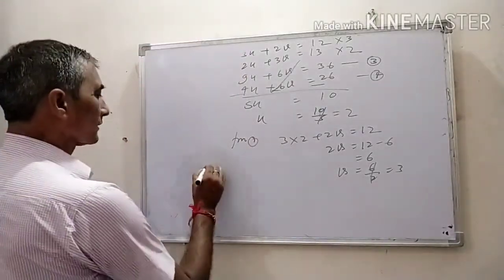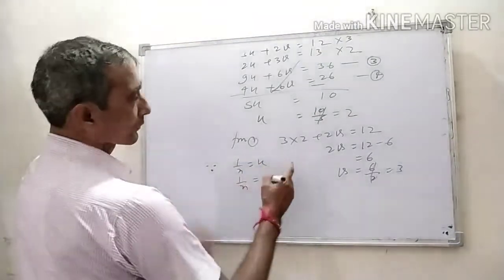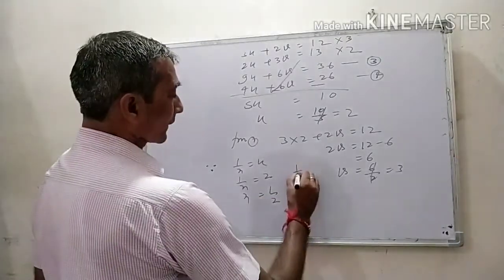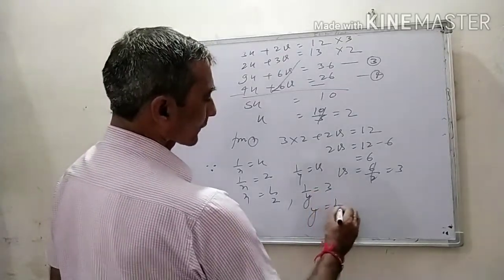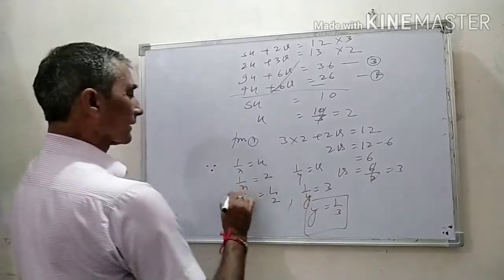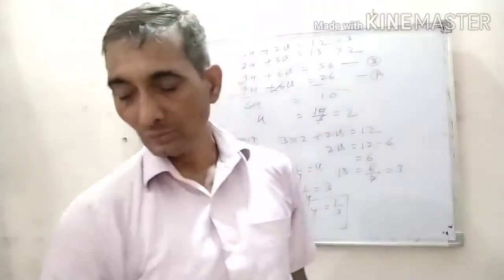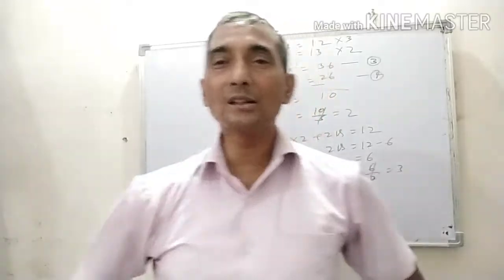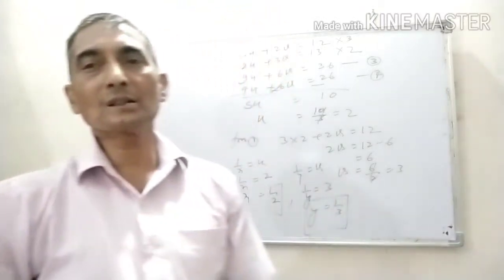So substitute. Since 1 by x equal to u, which is 2, x is equal to 1 by 2. And 1 by y equal to v, 1 upon y equal to 3, now y is equal to 1 by 3. This is your answer. x is equal to 1 by 2 and y is equal to 1 by 3. This method is called the reducible method. Reducible means to change the present form of an equation into the standard form, after that solve.